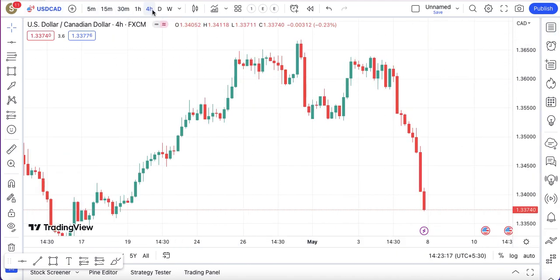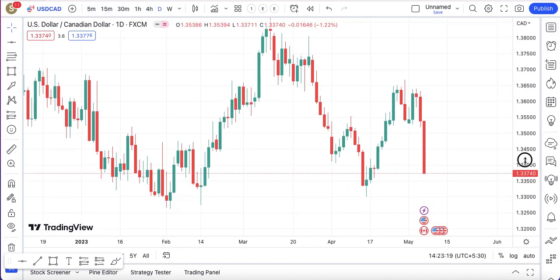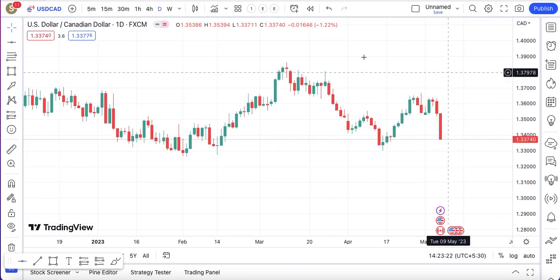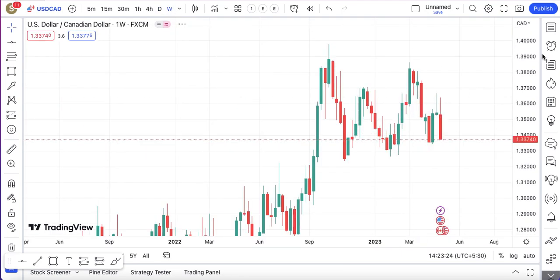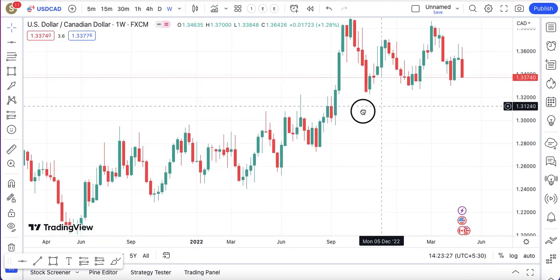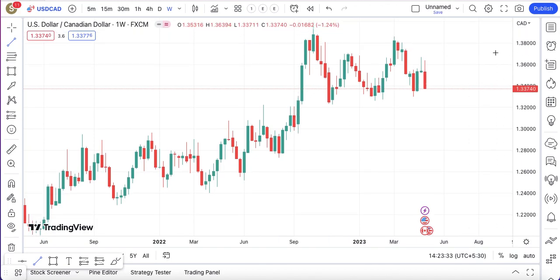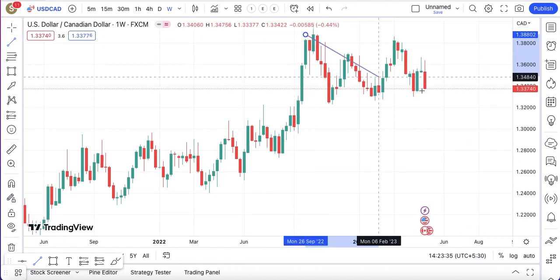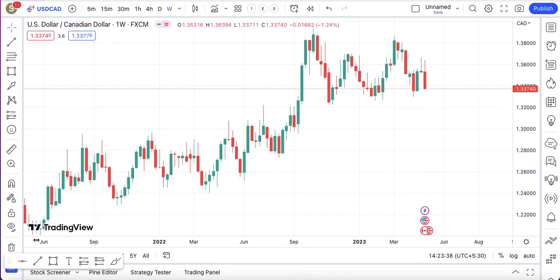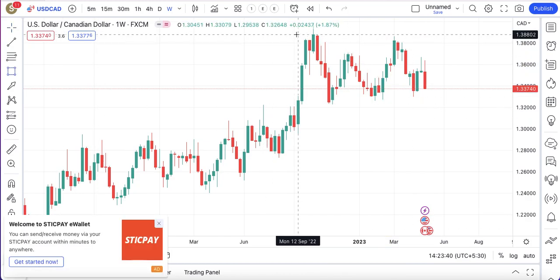Okay, now we have USDCAD. This is 4 hour, this is weekly. Okay, so USDCAD had bullish momentum earlier this past year, but now we are seeing some consolidation. And looking at and respecting the consolidation, we are expecting market to change its trend the coming week.